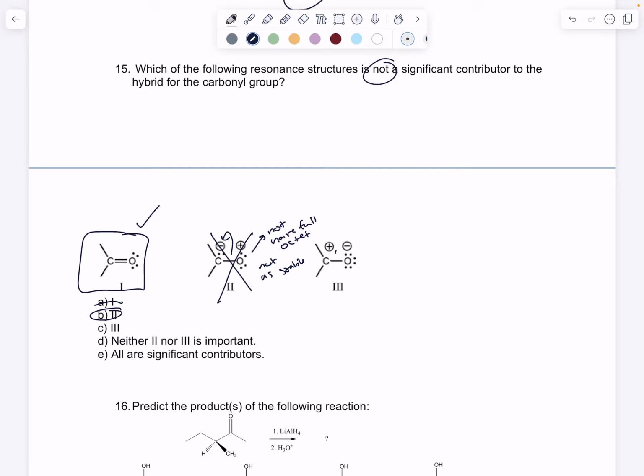3 had the carbonyl group. That's the curved arrow to get it right there. And so the oxygen being negative is more stable than the carbon being negative. So I think that is a better contributor. So I'm going to pick B.